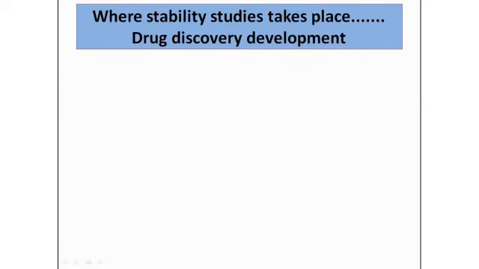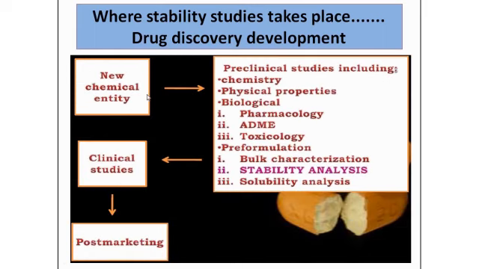So where does the stability study take place? The stability study actually takes place in the drug discovery and development phase. You see, there is a simple chart. First of all, in the drug discovery process, a new chemical entity is found. Suppose we have discovered a new molecule, right?